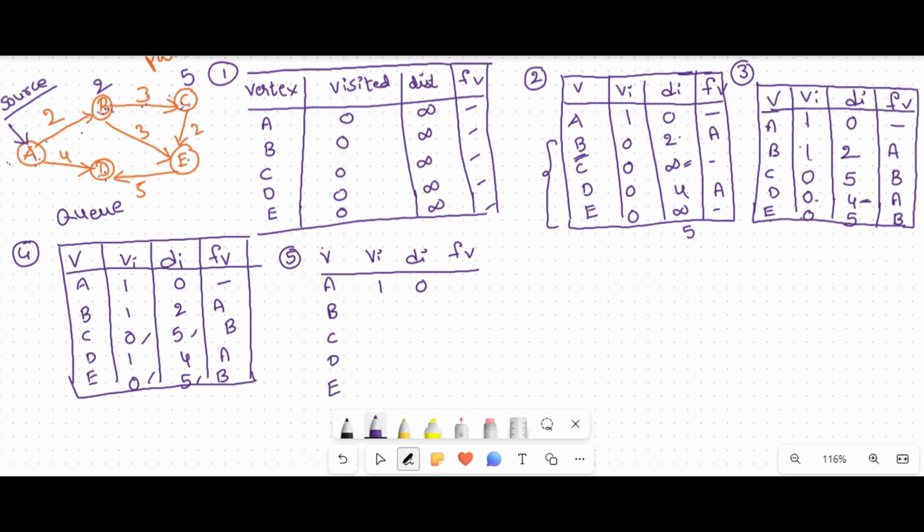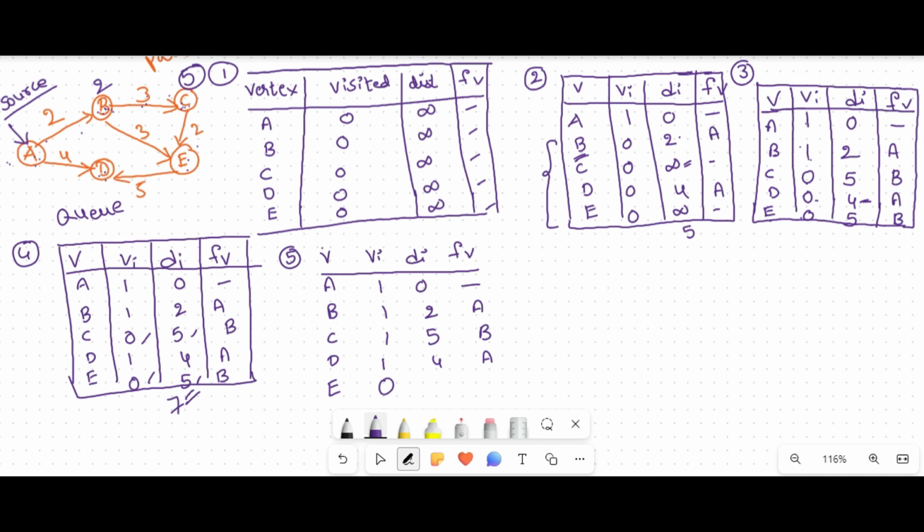Write down the rows which are having visited value 1. So D, 1, 4, A. Now which vertex are we visiting? C vertex. So 1, 5, B. Now we visited C. Find adjacent vertices for C. C adjacent vertex only E. So now E already having distance 5 units. To C vertex already the distance is 5 units. So now if we add 5 plus 2, the distance is 7 units. 5 and 7, which one is small? 5 is small. So there is no updation.